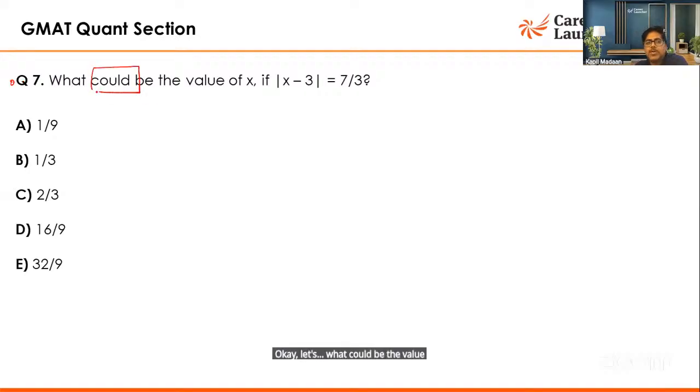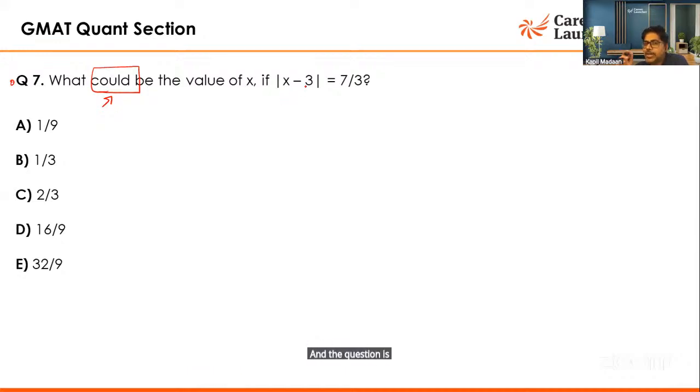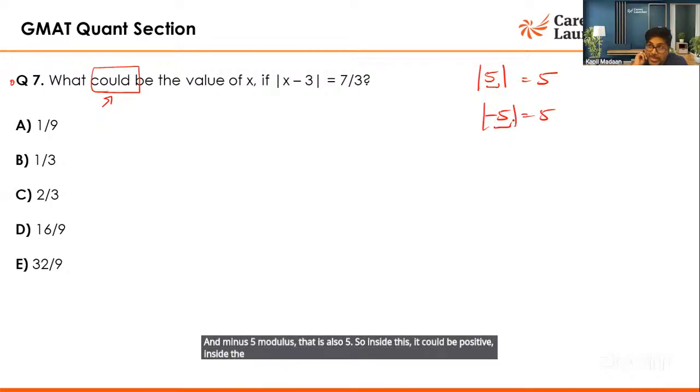Now you'll have to be quite careful, right? Whenever it says could be, that means there are some values, possibly more than one, so you don't have to stick to one particular value. You'll have to find out if there are any possibilities. And the question is about modulus. Whenever modulus is there, the result is positive. So 5 modulus is 5, and minus 5 modulus is also 5. So inside the modulus, it could be positive, or it could be negative.